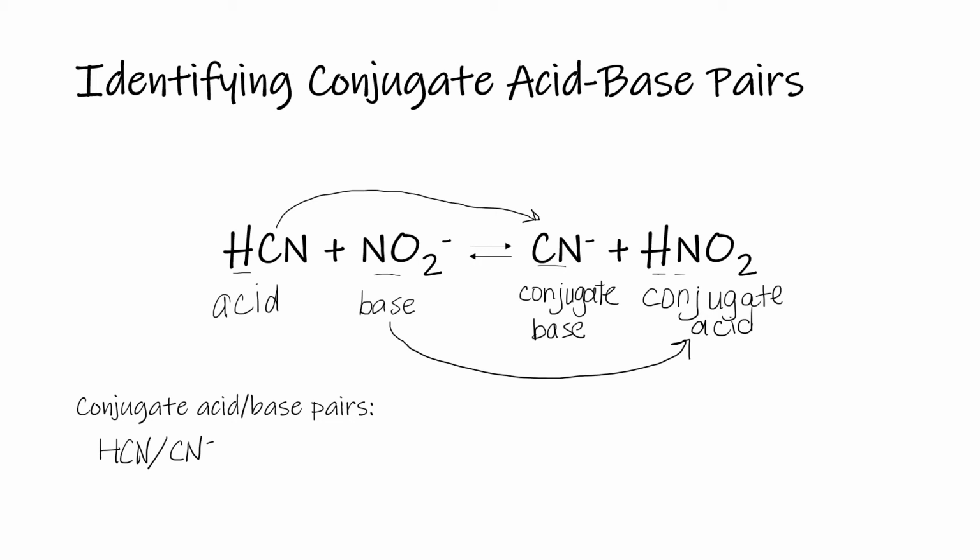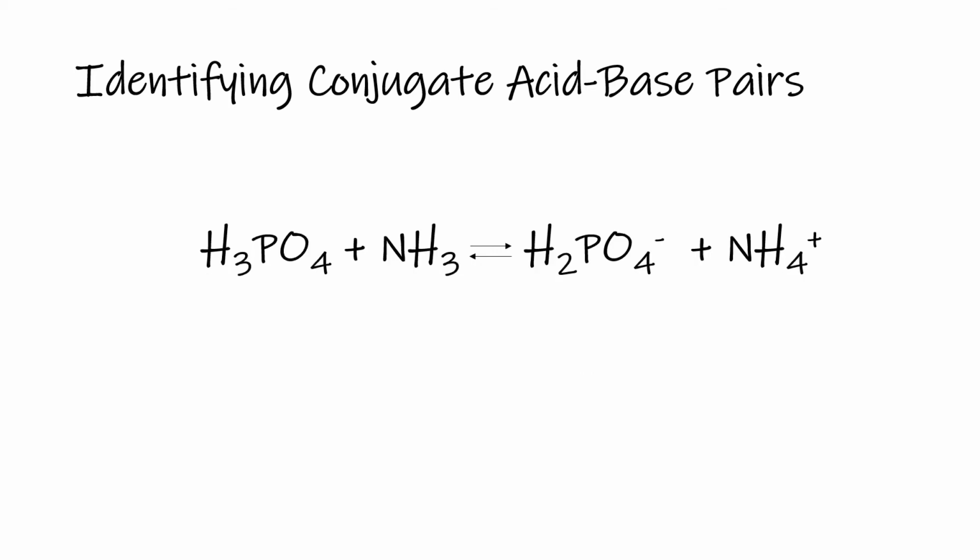The other conjugate acid-base pair is the nitrite ion, which is the base, and its conjugate acid, which is nitrous acid, and they also differ by just a hydrogen ion. So your conjugate acid-base pairs are going to differ by just a hydrogen ion. Let's look at one more example. In this reaction, we have phosphoric acid reacting with ammonia to produce a dihydrogen phosphate ion and the ammonium ion.